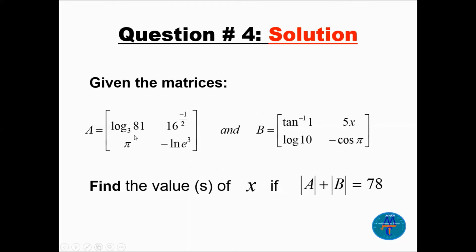So it's the same question. Find the determinant of A, 2 by 2, find the determinant of B, 2 by 2, add the numbers that you get, and that equals 78. Then you can find x. Also, you can pause here if you like. It's very nice to try before you see the solution. Okay, let's go.